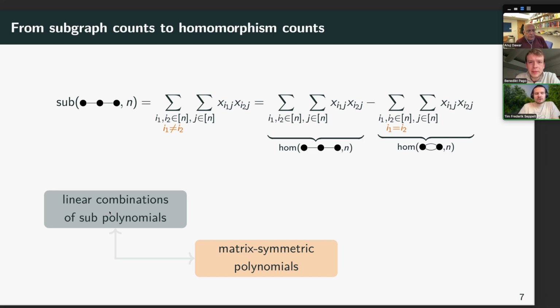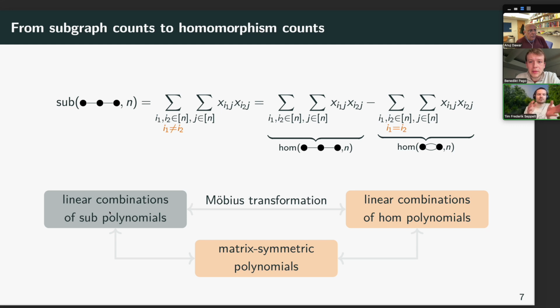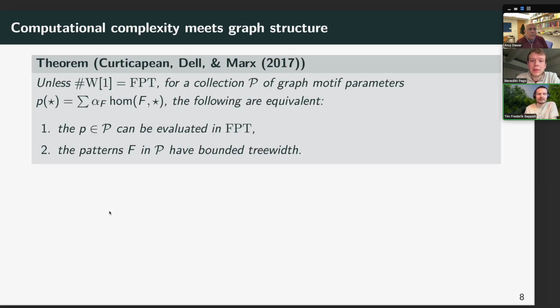Okay, so just to recall the observation that Benedikt made on the last slide, matrix symmetric polynomials are the same as linear combinations of subgraph polynomials. So every matrix symmetric polynomial can be written as a linear combination of subgraph polynomials. And now what we saw on this slide is that linear combinations of subgraph polynomials are the same thing as linear combinations of homomorphism polynomials. And this transformation that we've seen is called the Möbius transformation or Möbius inversion. So now what we see here are 3 equivalent characterizations for the same set of polynomials.